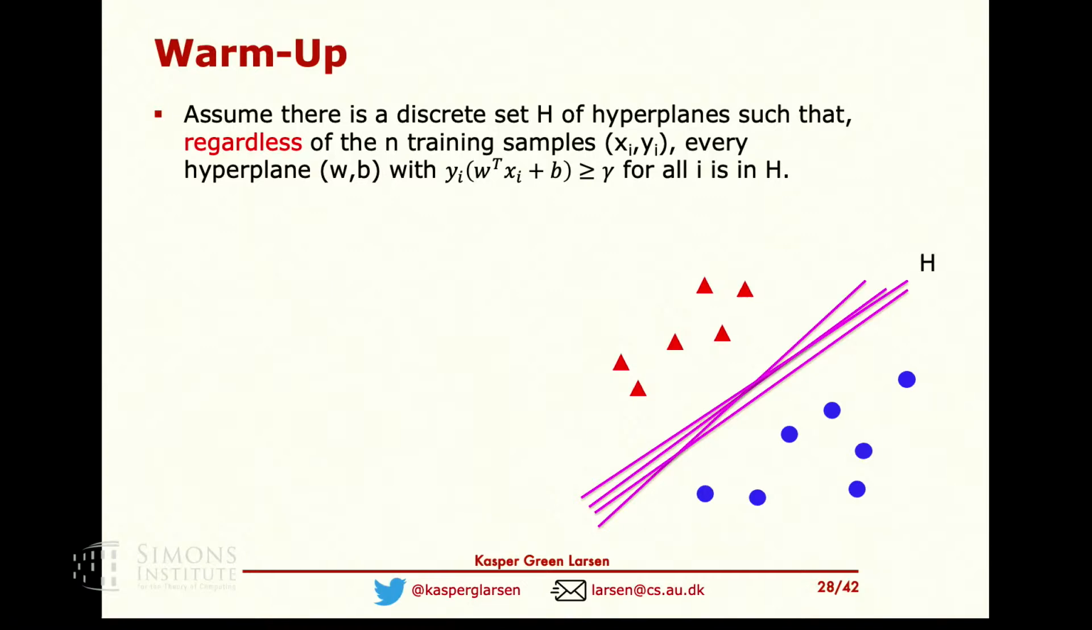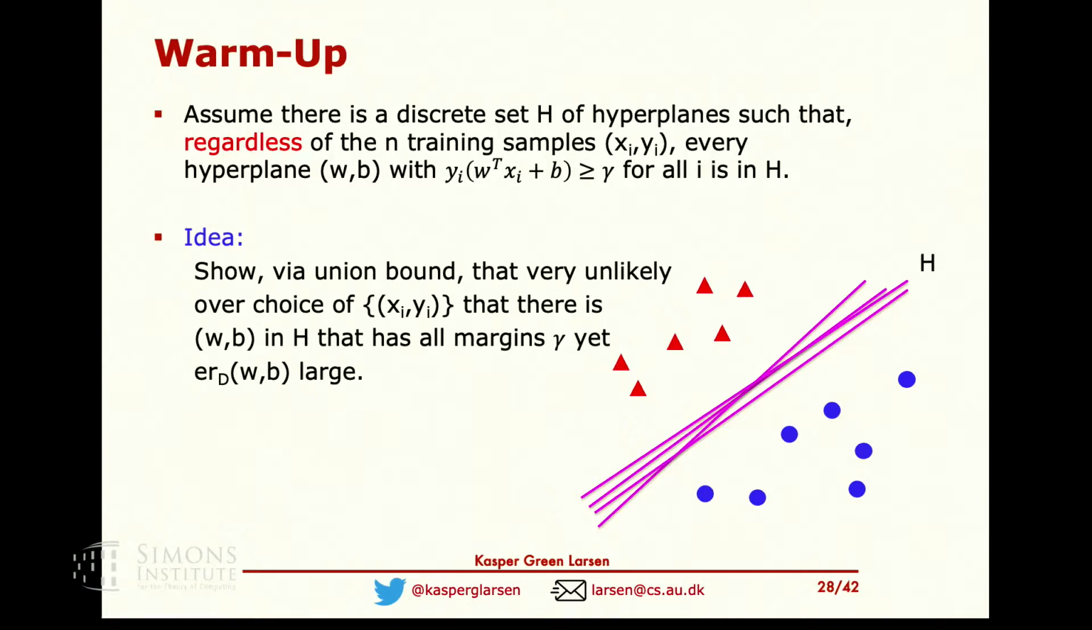Then there's a fairly simple way of proving generalization. Using just a union bound and standard concentration inequalities, you want to show that it's very unlikely, when I get a new training data set, that there is a hyperplane in H that has large margin, while it also has a large chance of making a mistake. Does that make sense? So I want to show it's super unlikely that you can find something in H that has large margins, but also has a large chance of mispredicting in the future.